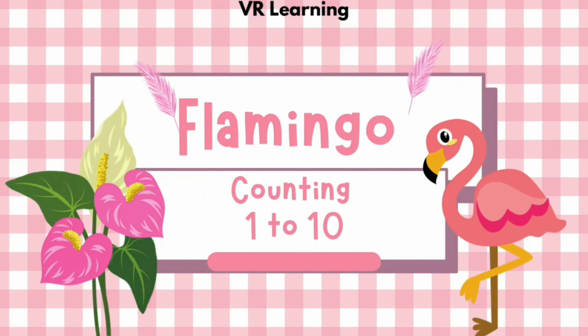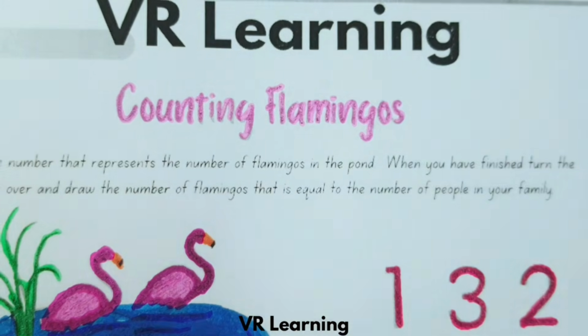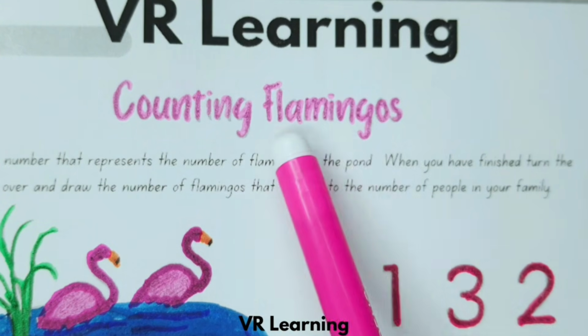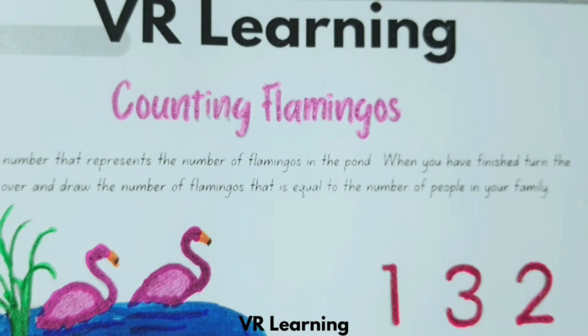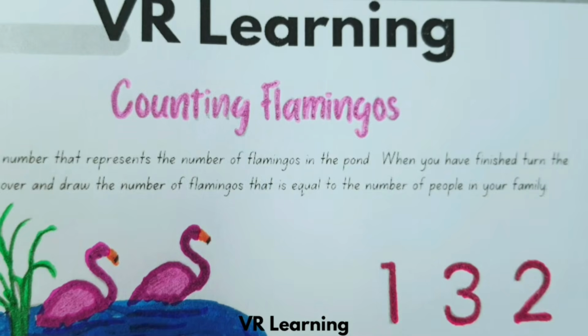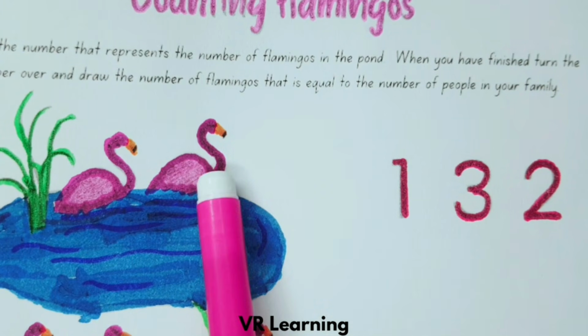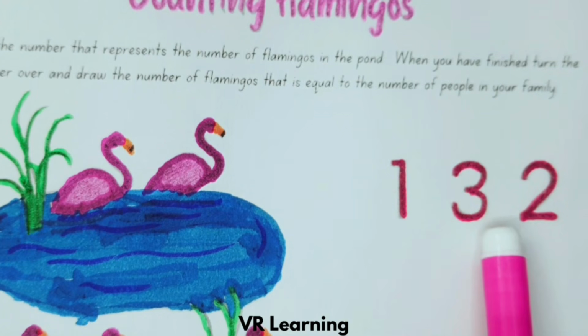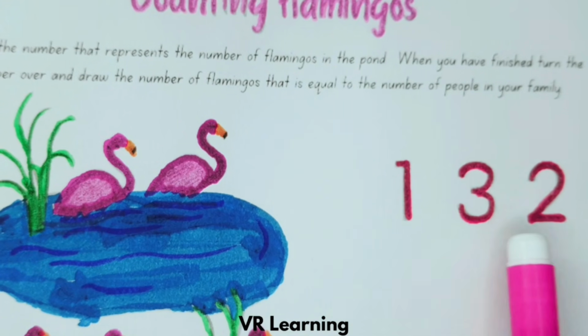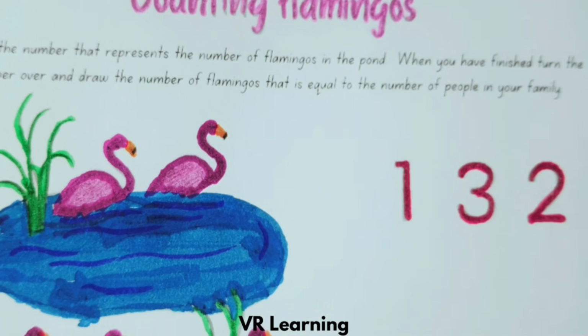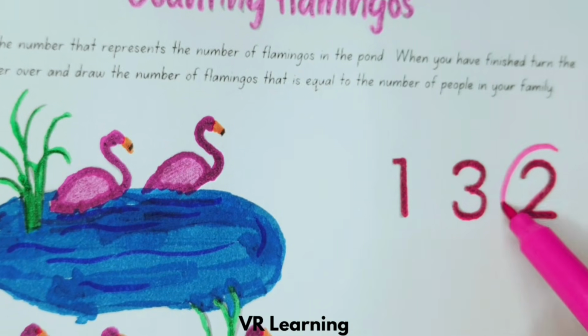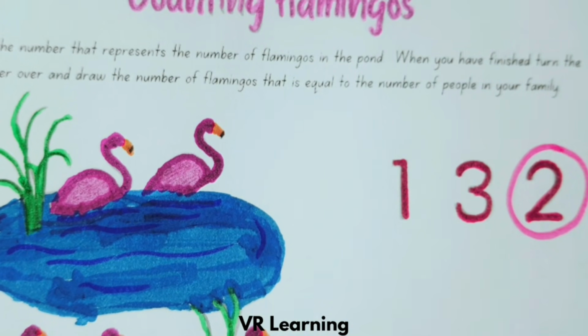In this video we are going to count flamingo 1 to 10. Let's start. Counting flamingos. 1, 2. This is the number 2. Let's circle the number 2. 2 flamingos.